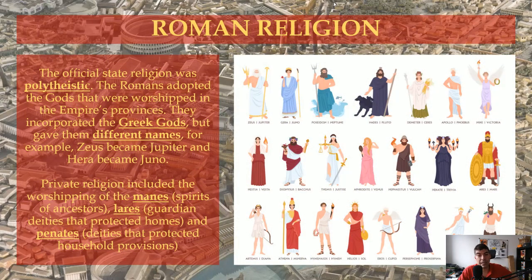The Roman religion. The Roman religion was very similar to the Greek religion. They were polytheistic, they believed in many gods. Here you have the chart of part of their gods. At the left, the Greek name, at the right, the Roman name. They adopted the Greek gods, and also the emperor was worshipped.